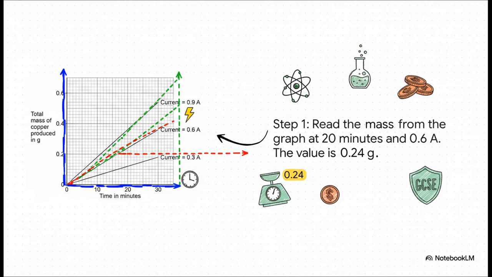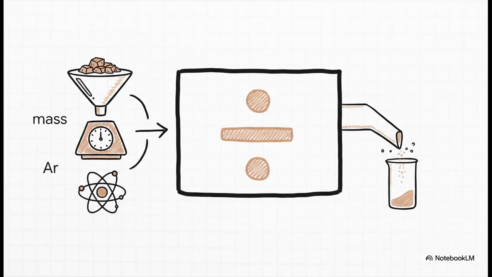Okay, step 1. Back to the graph. We need the point for 20 minutes and 0.6 amps. So we find 20 minutes on the bottom axis, go up to that middle line, and read across to the y-axis. Yep, that gives us a mass of 0.24 grams. First part done.